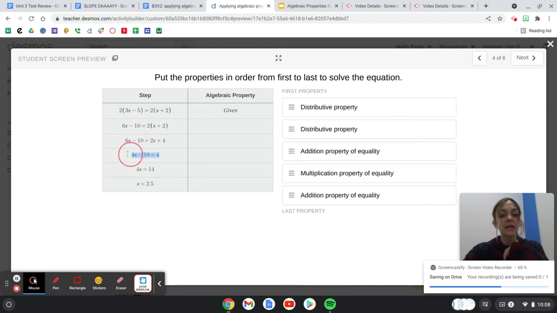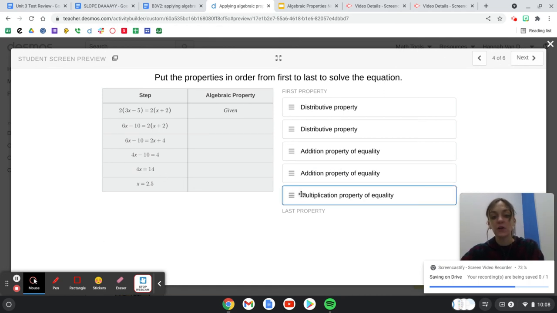Now, if I go down here, I have 4x minus 10 equals 4, and then my next step is 4x equals 14. Obviously, what happened was I had to add 10 to both sides of the equal sign to get to this guy down here. And again, if I'm adding or subtracting the same number from both sides of the equal sign, I know it has to be the addition property of equality. And then this last one, it's already given to us through the process of elimination.